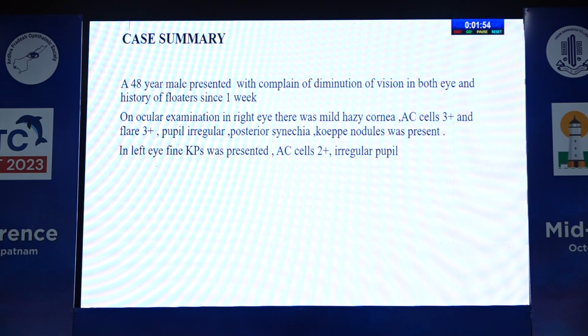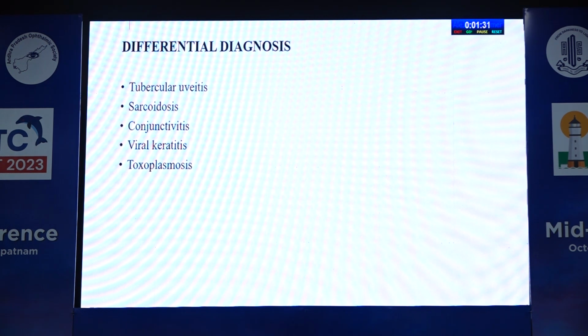Case summary: a 48-year-old male presented with complaint of diminution of vision in both eyes and history of floaters since 1 week. On ocular examination, in the right eye there was mildly hazy cornea, AC cell 3+ and flare 3+, irregular pupil, posterior synechiae, and Koeppe nodule was present. In the left eye, fine keratic precipitates were present, anterior chamber cell 2+, irregular pupil.